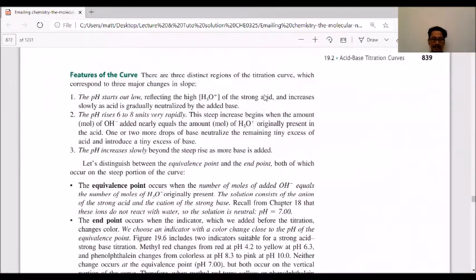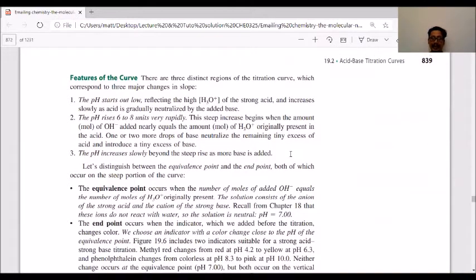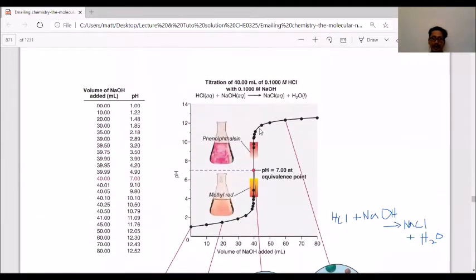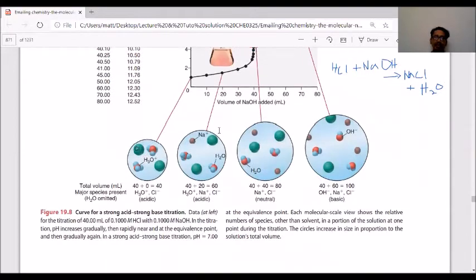And then after that, the pH increases slowly beyond the steep rise as more base is added. Maknanya, here lah, at this region, it increases gradually as more base is added into the conical flask. Sorry, I mentioned beaker before this. No, flask, conical flask. Sorry. Alright.